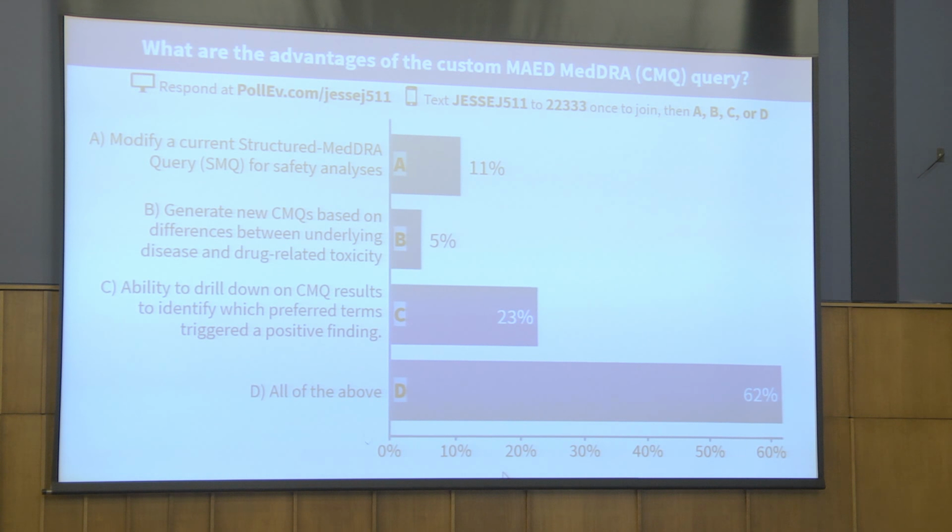Okay, so for those who put D, that's correct. It's all of the above. You know, these are all the things that you can do with your MedDRA CMQ query.